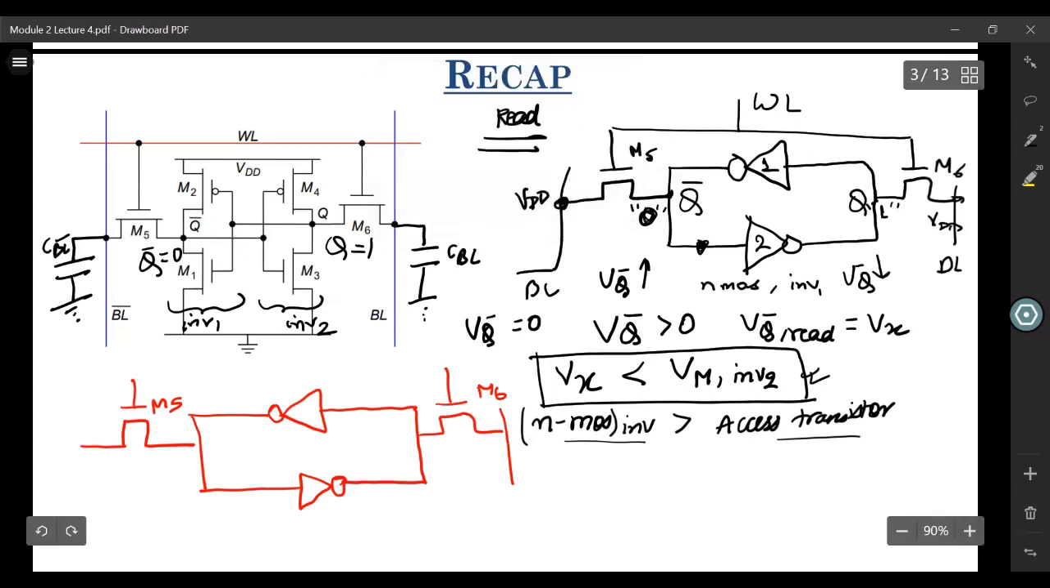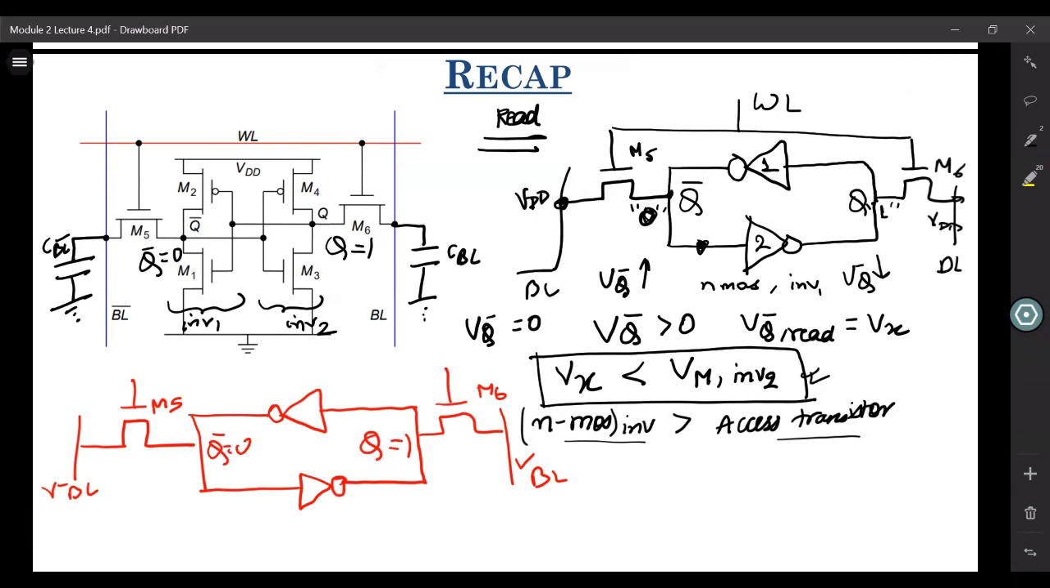Okay. So then we have this VBL, we have this VBL bar. And let us take the same case that our Q is equal to 1 and Q bar equal to 0. Now if you want to flip the state of this SRAM cell, we'll have to apply VBL equals 0 and VBL bar equals 1. Now that we have already sized our inverter, like NMOS and access transistor, in such a way that this VQ bar cannot go beyond this VM of inverter 2, we cannot flip the contents from the left side. So we cannot flip the content from left.